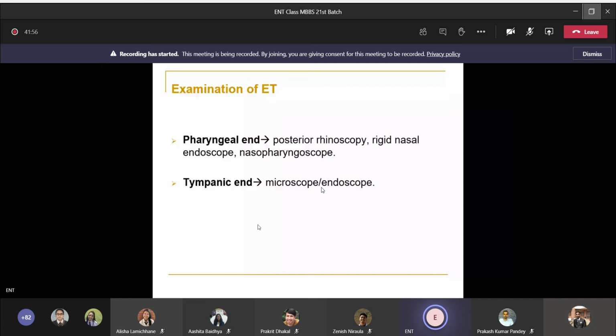Now, how do we examine the eustachian tube? For the examination of the pharyngeal end, we can simply insert a posterior rhinoscopy mirror, that is posterior rhinoscopy, a small mirror which is introduced into the nasopharynx through the oral cavity, and the pharyngeal end is inspected. It is very difficult to do, but it is commonly done in OPD regularly. Another one is the rigid nasal endoscope, where the endoscope is inserted from the nose and the nasopharynx is examined. Another one is, if there's a tympanic membrane perforation, then we can examine the tympanic end of the eustachian tube through the microscope or endoscope.